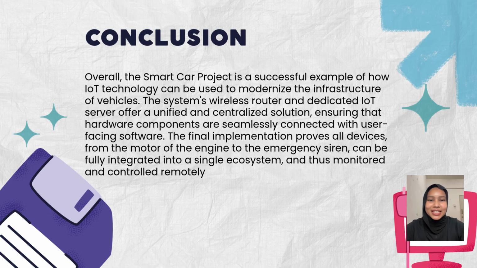Overall, the Smart Car project is a successful example of how IoT technology can be used to modernize the infrastructure of vehicles. The system, with a wireless router and dedicated IoT server, offers a unified and centralized solution, ensuring that hardware components are seamlessly connected with user-facing software. The final implementation proves all devices, from the engine motor to the emergency siren, can be fully integrated into a single ecosystem and thus monitored and controlled remotely.